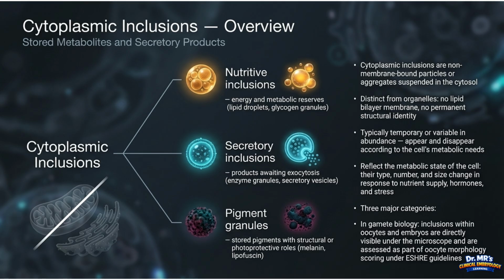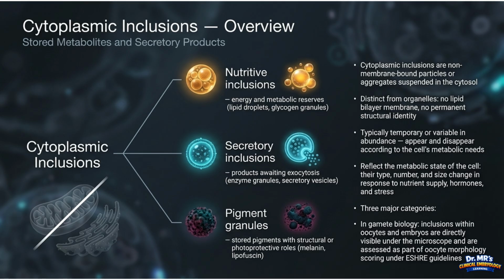The defining characteristic of inclusions is that they lack a lipid bilayer membrane. This distinguishes them from organelles. They have no permanent structural identity. They form when needed and are mobilized or degraded when no longer required. Their type, number, and size at any given moment are a direct reflection of the cell's metabolic state, its nutrient supply, its hormonal environment, and its current level of stress.